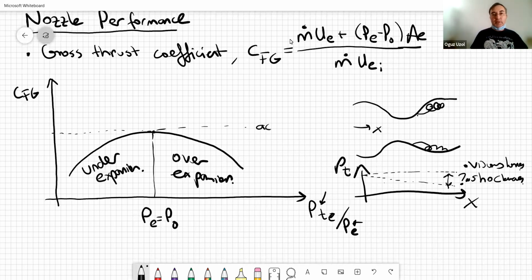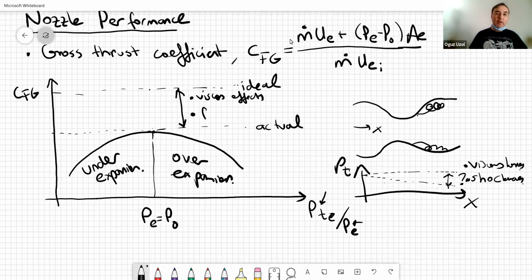Don't get confused. So this is like an actual nozzle. In an ideal nozzle, even at PE equal to P0, we would have gotten a much higher CFG. And the reason for this difference is, yes, we know the viscous effects, but there's also one more effect we call flow angularity at the exit.